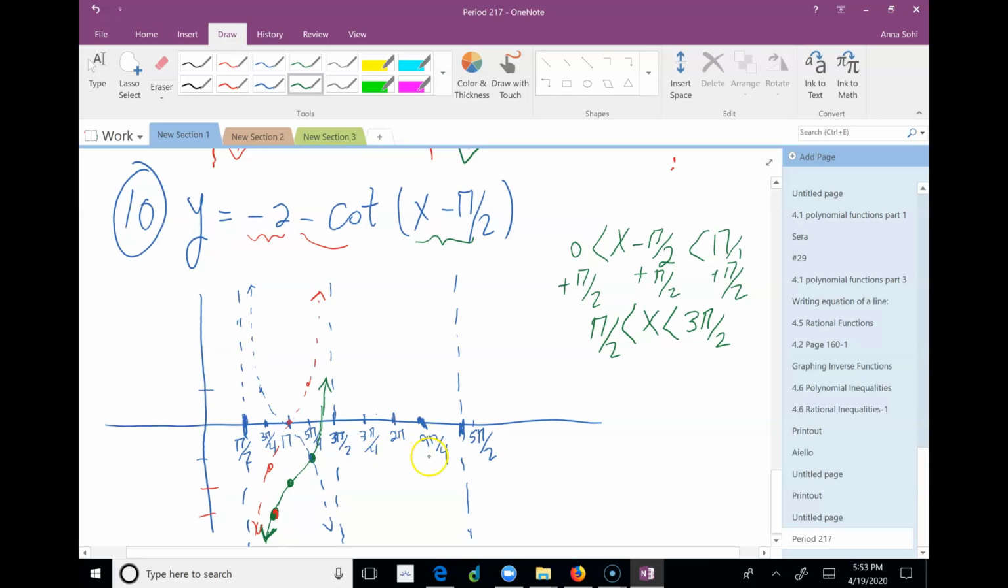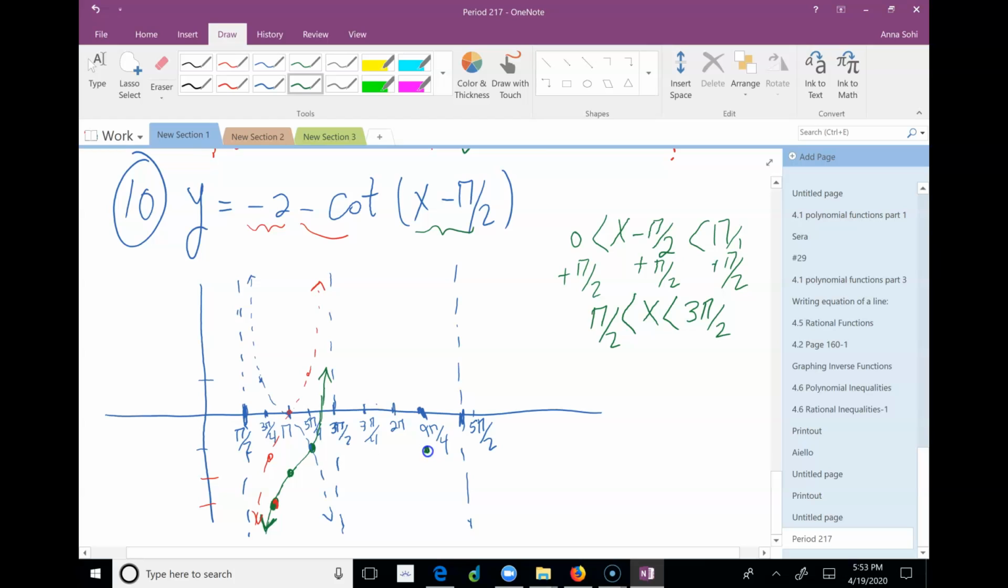So for 9 pi over 4, it's going to be -1. For 2 pi, it's going to be -2. And then for 7 pi over 4, it's going to be -3. So again, these are periodic functions. You're going to just copy them for every period.